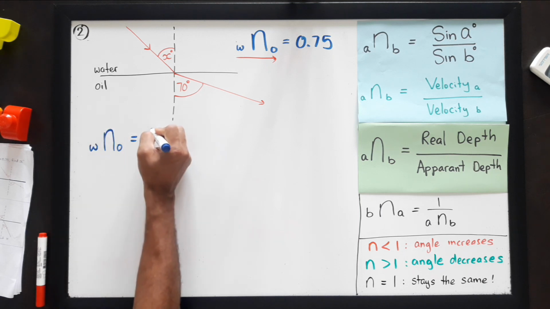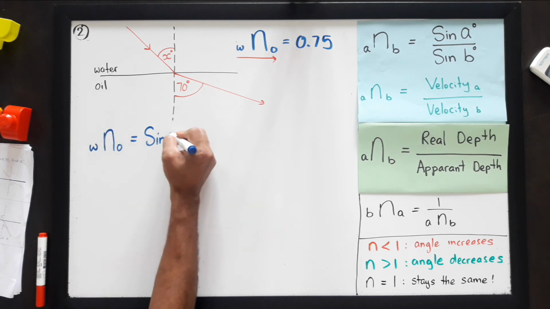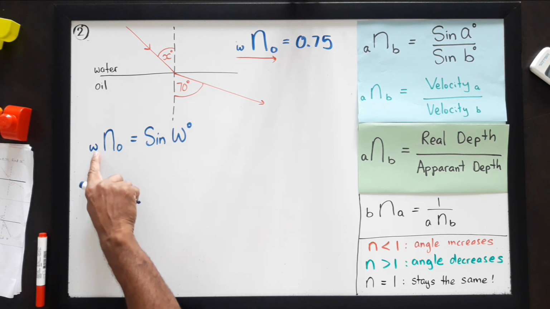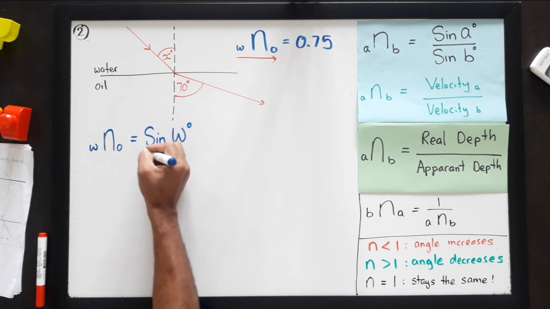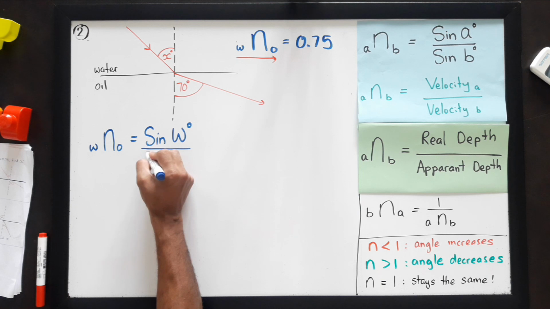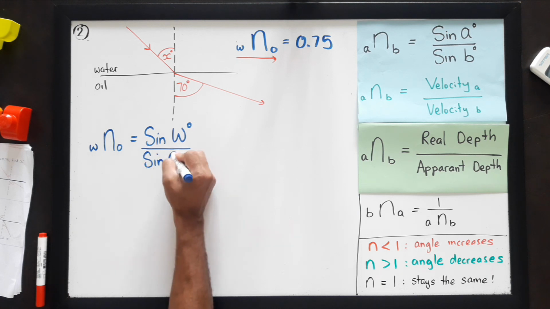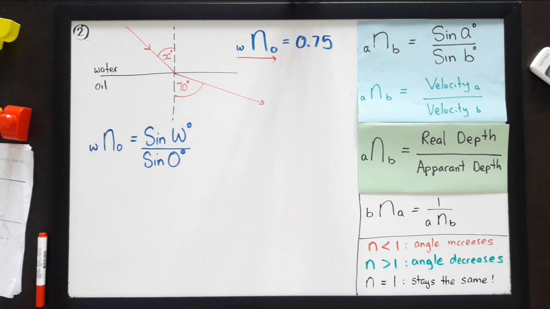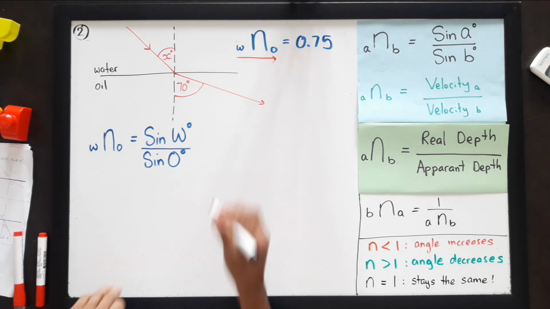WNO is sine of the angle in water. Remember, the first letter, the angle goes on top. And guess what will go on in it? The O. This is the O, not a zero, right? The O represents the oil. So let's write what we have here.